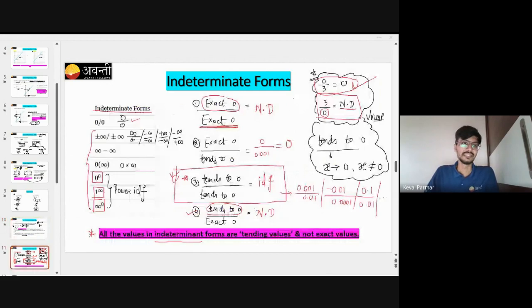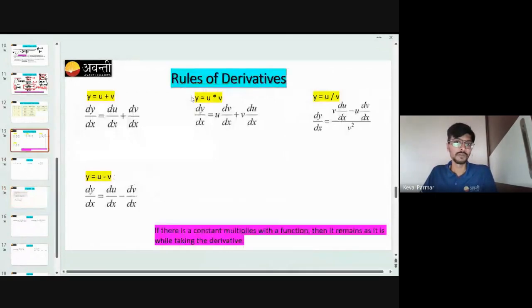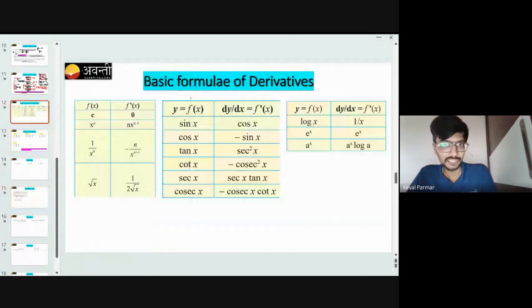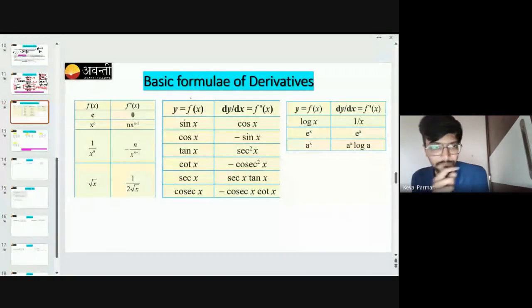That method is called L'Hopital's rule. As you have seen in the introduction, L'Hopital's rule. Obviously, this is the scientist's name, L'Hopital. But before this, we need to know the basic formulas of derivatives. Are you aware of derivatives? You must have learned them in physics. Have you done them in maths? Please, someone tell me.